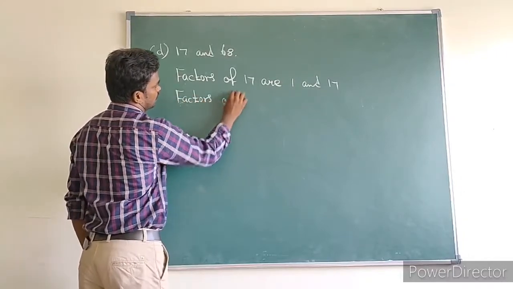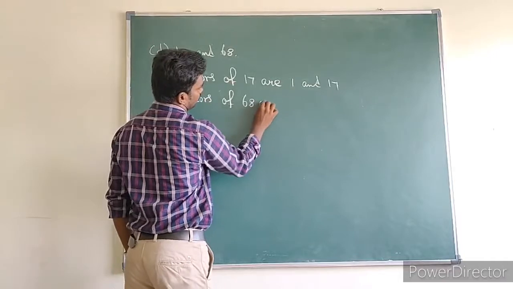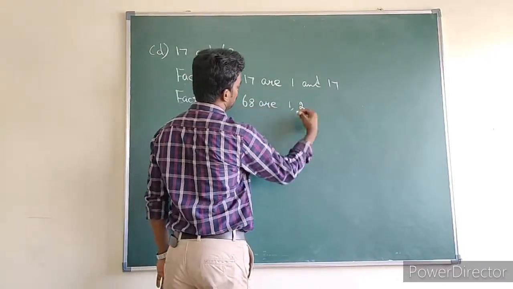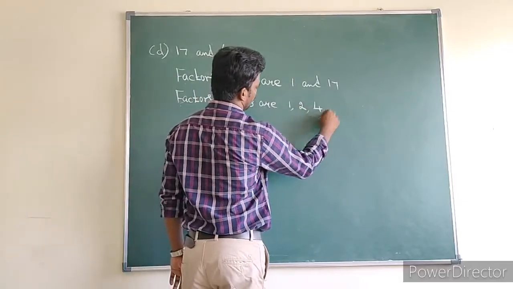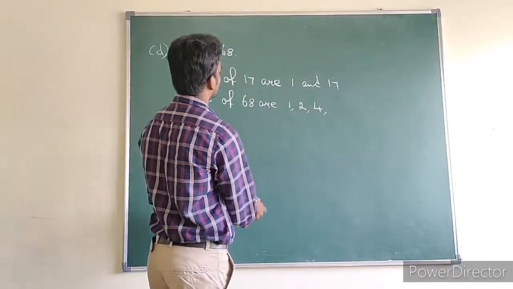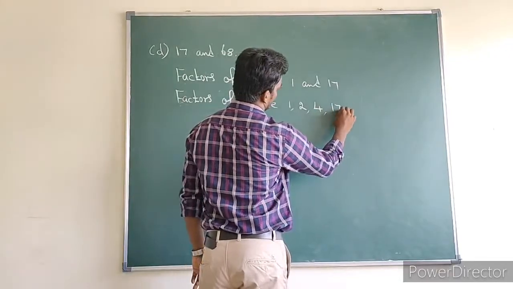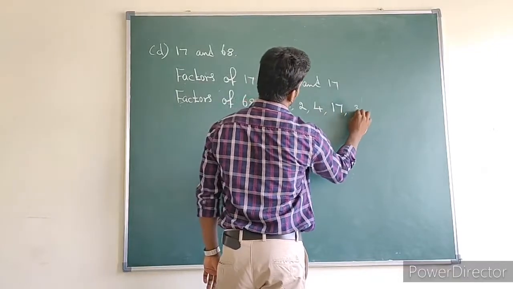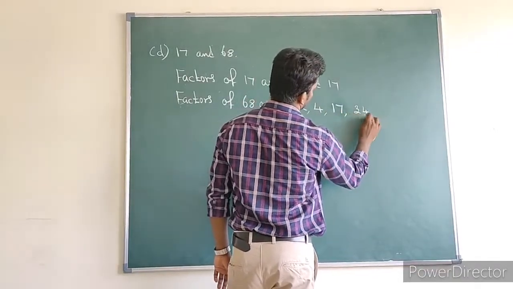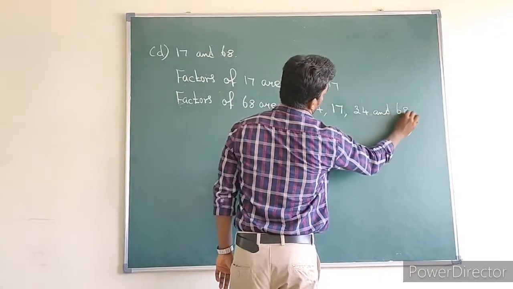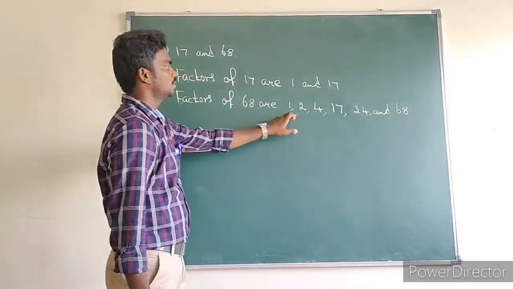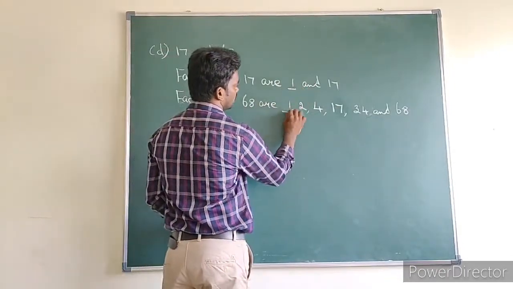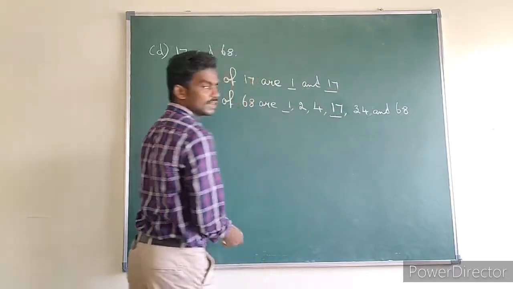Next are the factors of 68. What are the factors of 68? 1 is a factor of 68. Next 2, 4, 17, 34 and 68. So the factors of 68 are 1, 2, 4, 17, 34 and 68. What are the common factors here? 1 is a common factor and 17 is a common factor for these two numbers.